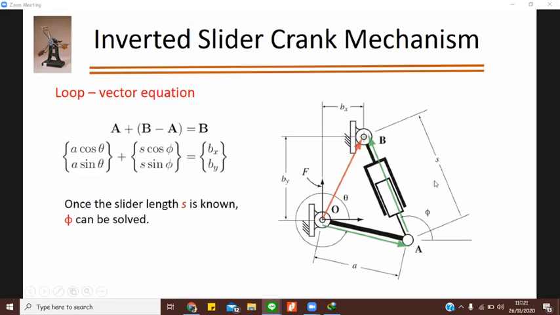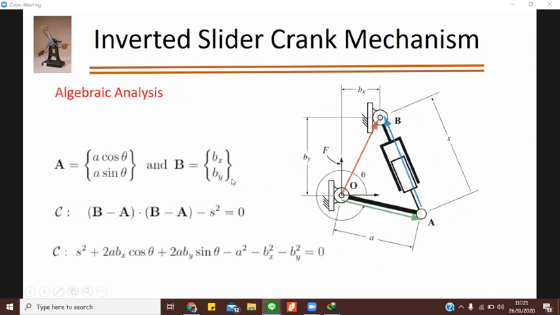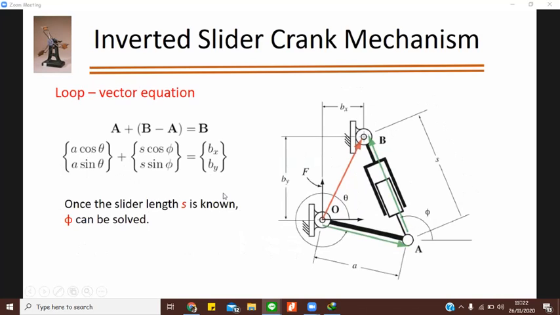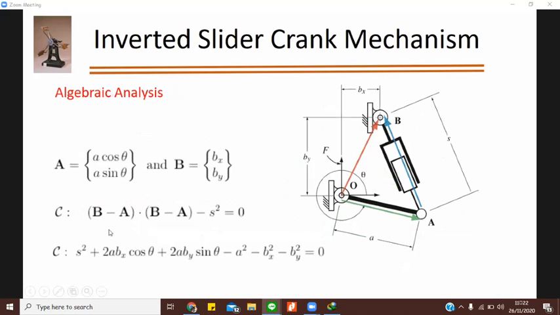Right, but the S length will be changing. Why is it changing? Because it is a piston cylinder arrangement. Whenever you have some rotation, this piston will go either in or out. If it is going in, S will be small. If it is going out, S will be large. So what we'll do is make a constraint equation, an algebraic analysis, and this is how we will get phi from the vector loop.